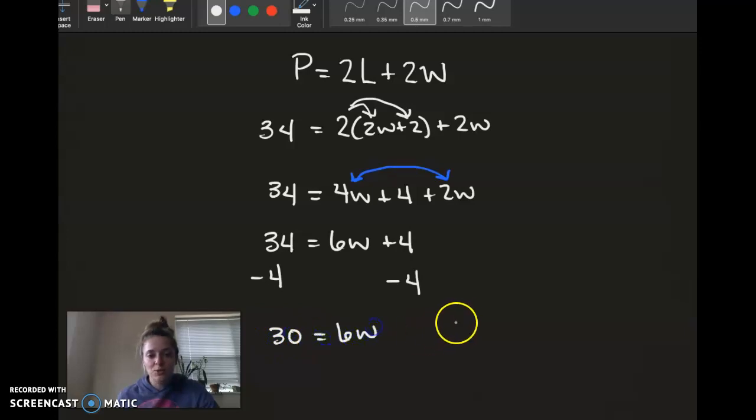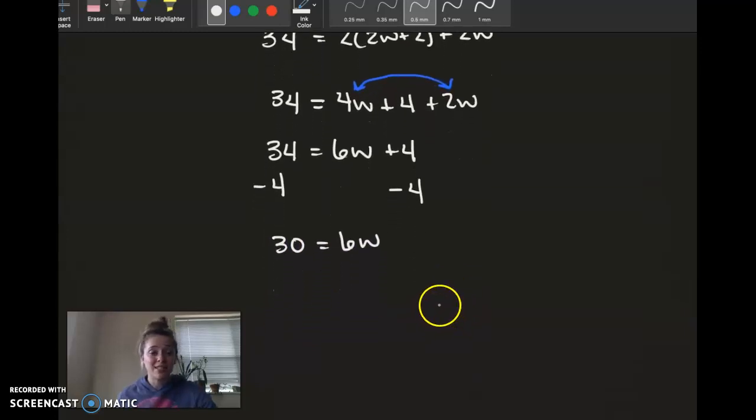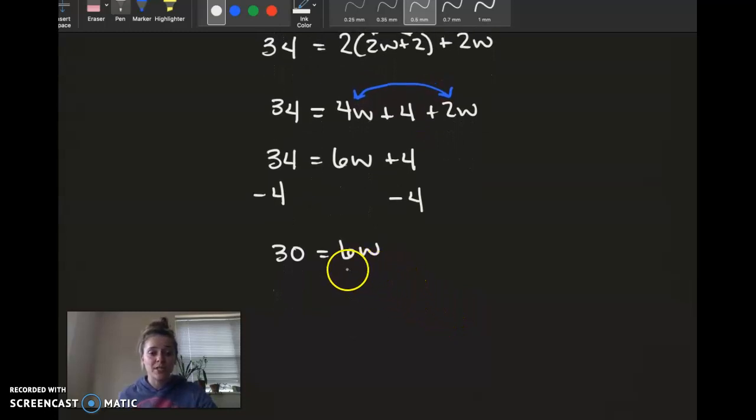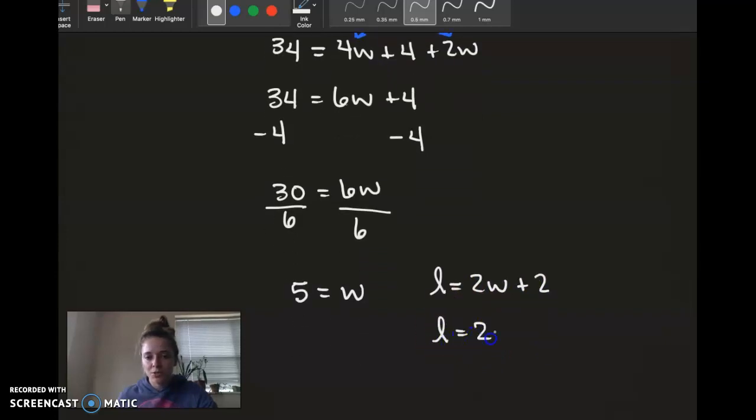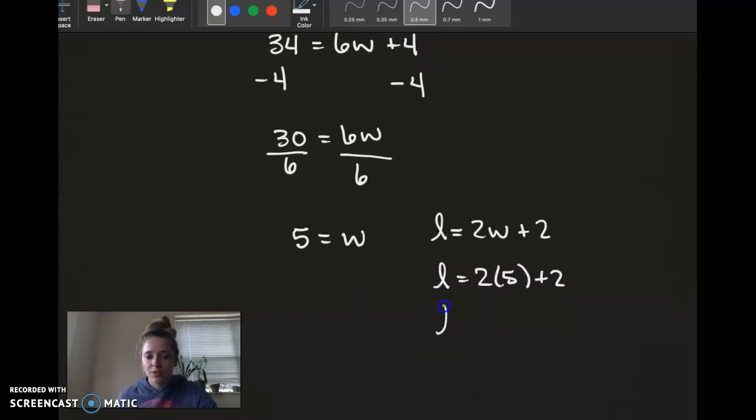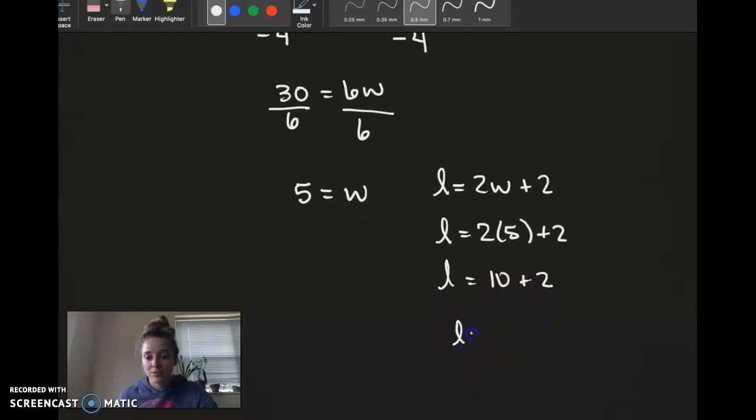And then to get the W by itself, well, it's multiplied by a 6. So to undo the multiplication, I'm going to divide by 6. 30 divided by 6 is 5, so I end up with 5 equals W, and I want to know L as well. And so remember, L was 2W plus 2. So L is going to be equal to 2 times 5 plus 2. So 10 plus 2, which is 12.